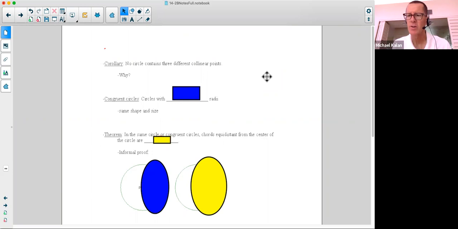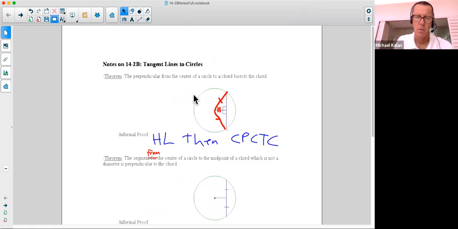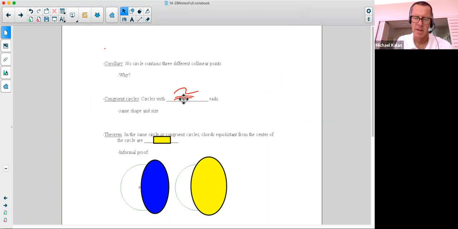All right, congruent circles. What do you think congruent circles have? Yes, the same. Sorry about that. Yeah, they have the same radii, right? Or same length radii. Congruent radii.